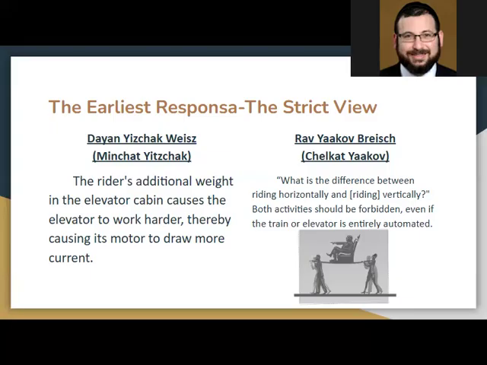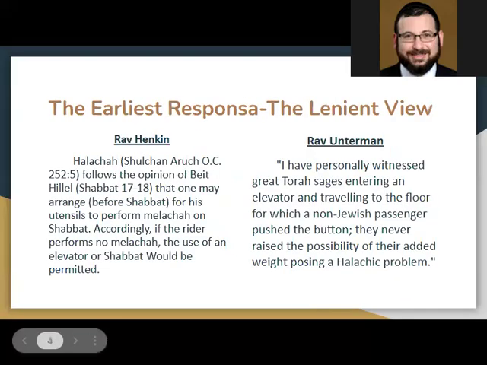Now, these are the two stringent opinions. These are the two lenient opinions. The first is Rav Henkin. Rav Henkin and Rav Unterman, for that matter, both felt that it is permissible to ride in the elevator, provided that the Jew is not the one pushing buttons, and provided that he's not asking the non-Jew to push buttons for them. In general, we say one is not allowed to ask a non-Jew to do things for them that they're not allowed to do themselves.